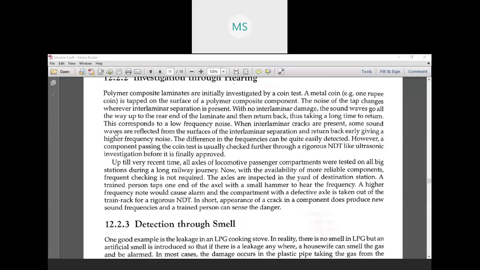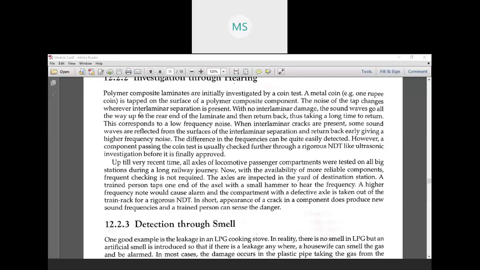For example, polymer composite laminates are initially investigated by a coin test. Okay, so what is the coin test? You have a polymer composite laminate. You have to bang it, or tap a metal coin on the surface of the polymer composite material. The sound of the coin tapping on the laminate changes whenever interlaminar separation is present.